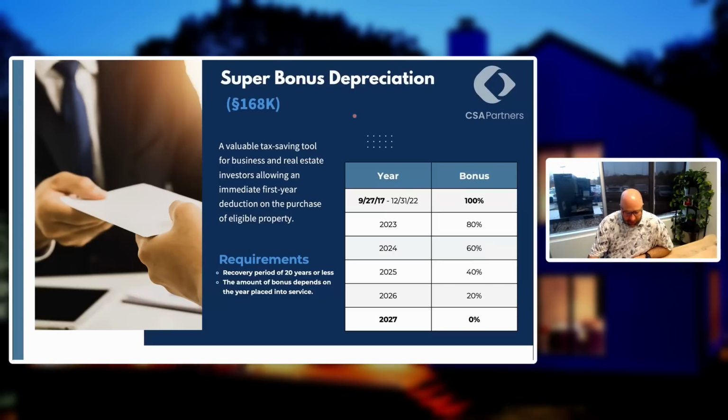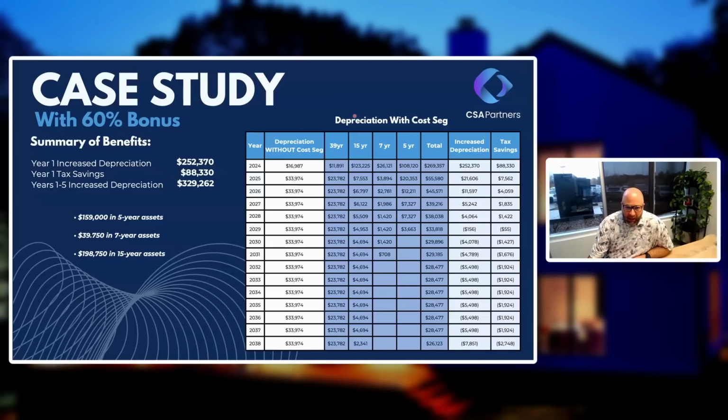Now, the nice thing about this, actually, I think I'll talk about that here on the next slide. The nice thing about this is you can see our new depreciation amount over here. So in year one, instead of getting a $16,000 write-off, we actually got a $269,000 write-off. That's a difference of $252,000. If you're in a 35% tax bracket, that's an $88,000 tax savings.